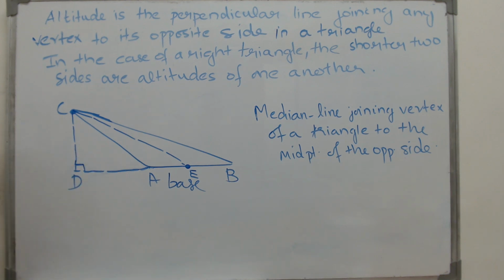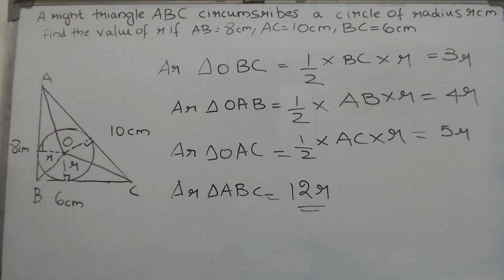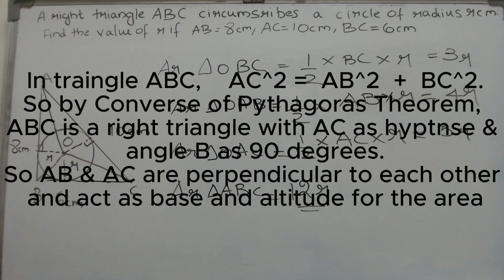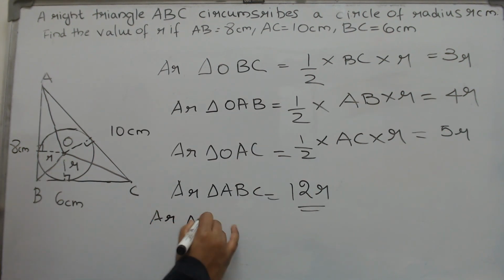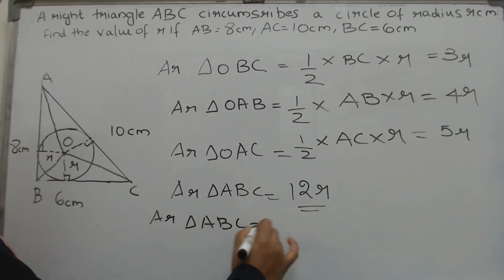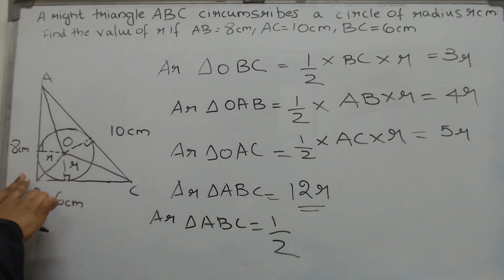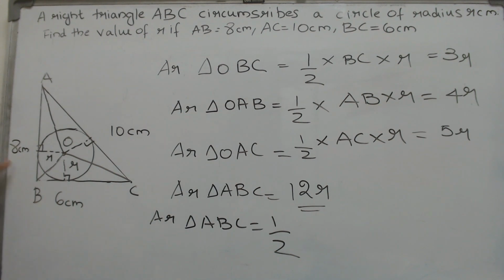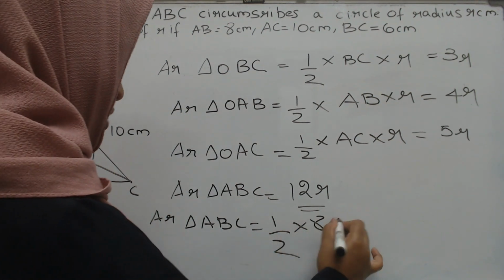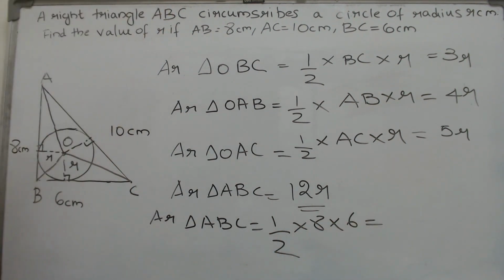Now we'll go back to our question. What is the area of ABC? Instead of going into these minute details, if you look at the whole triangle ABC, what is its area? Its area is what? Half into base into altitude. Base is 6 centimeters. Altitude is 8 centimeters. So that means what? The whole thing is 24 centimeters.